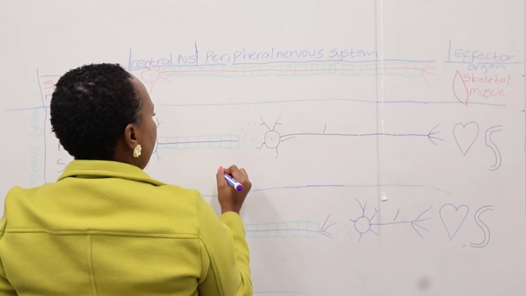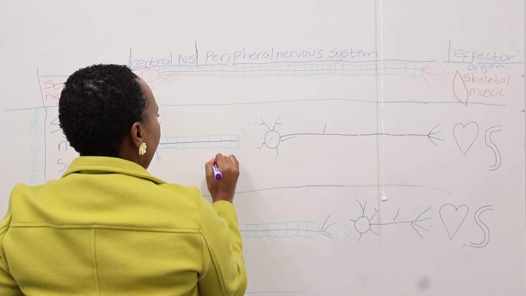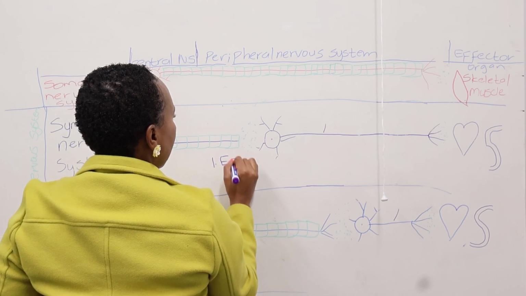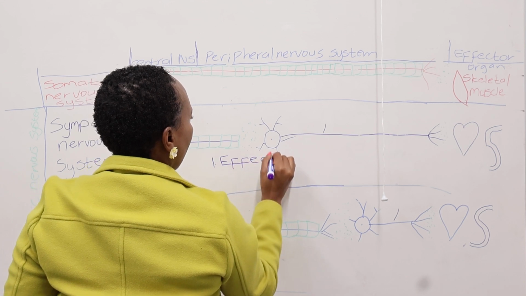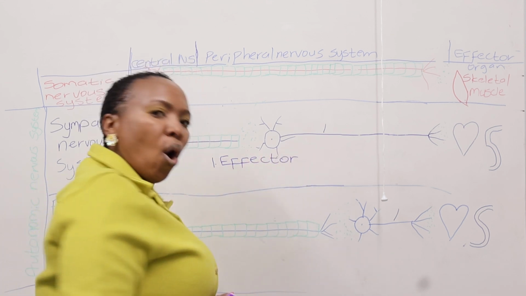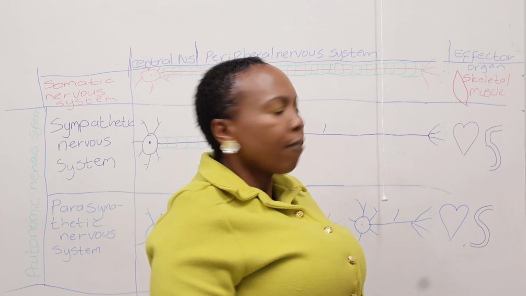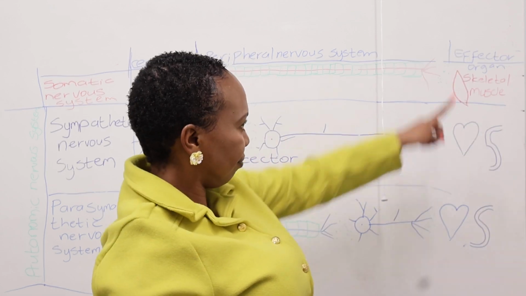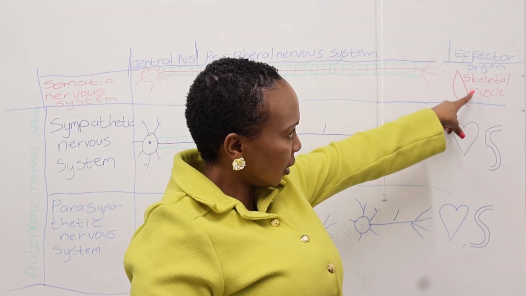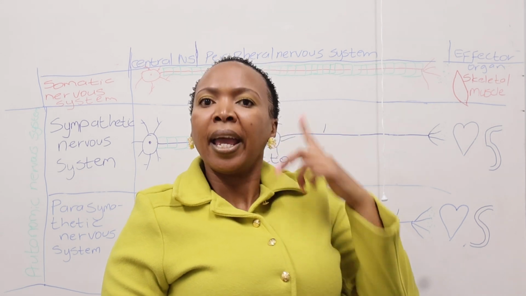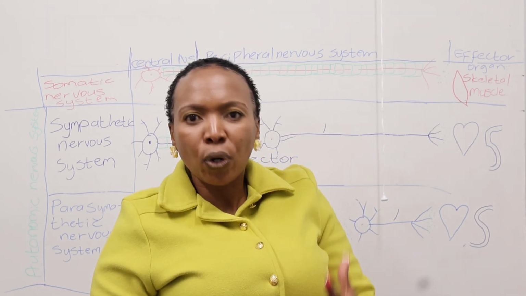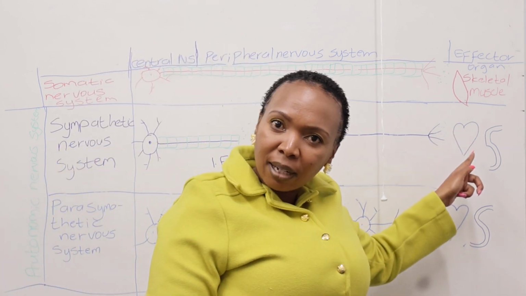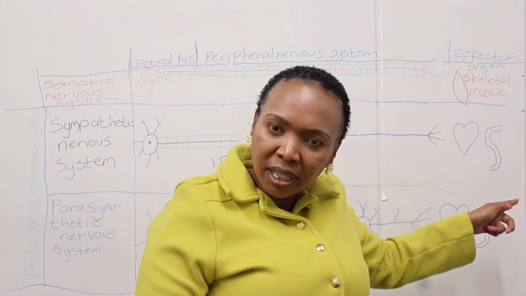In terms of the effector organ, let me write here. What is the effector organ for the somatic nervous system? Skeletal muscle. What is the effector organ for the autonomic nervous system? It's the cardiac muscles and the smooth muscles.